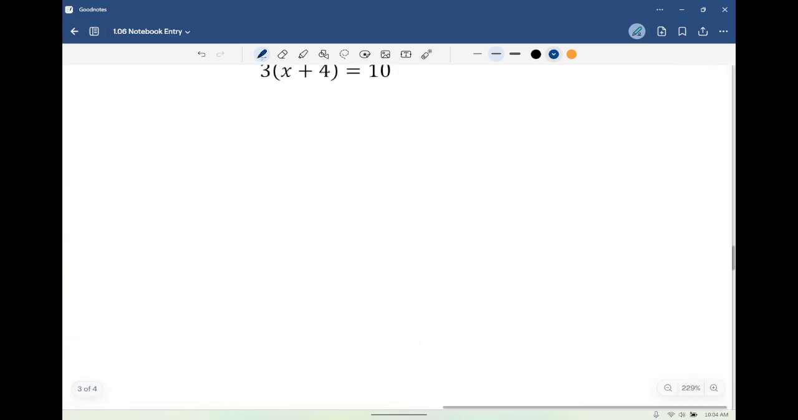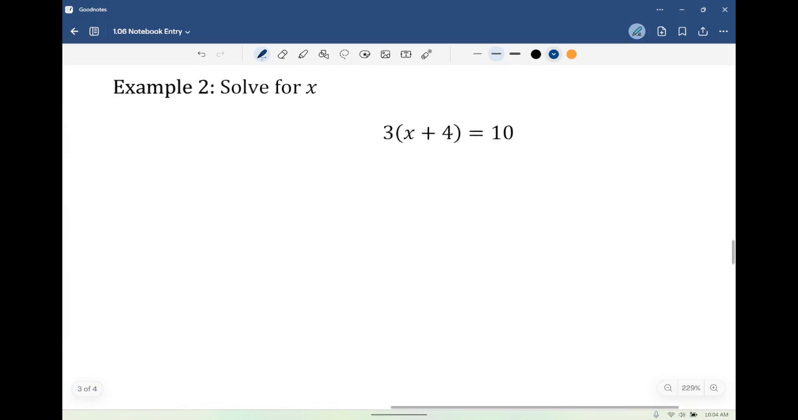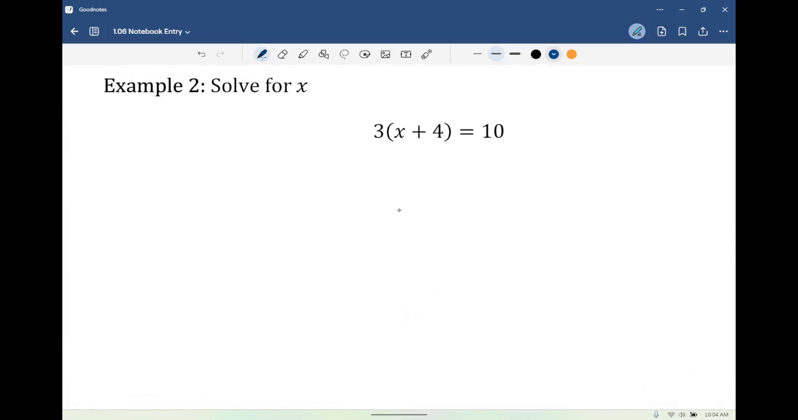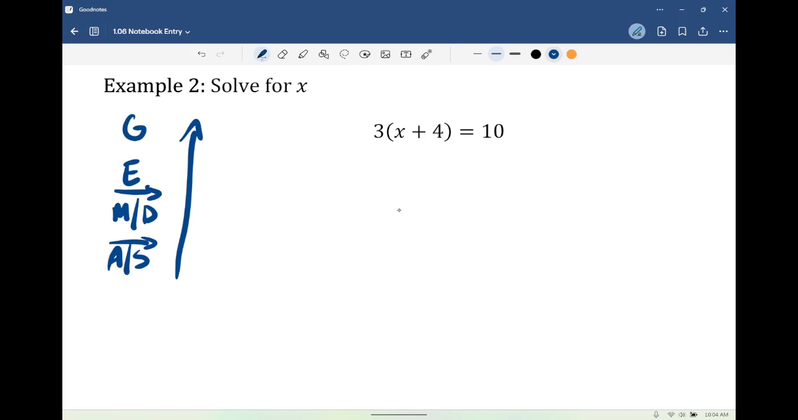All right, so example 2, solve for x. Now, again, we need to isolate. Again, I'm going to put my order of operations here. I'm going to remember that with inverse, I actually need to go bottom to top there.